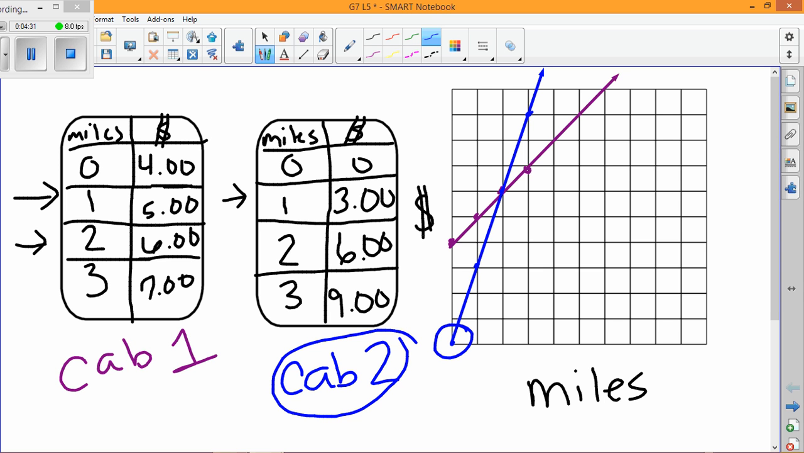And the reason for starting at the origin is because we need a constant. 0 times a number will always be 0, no matter what the number is. So this is not proportional and does not start at 0, because there's nothing times 0 to give us 4. That's not possible. So it always has to start at the point 0, 0, and it always has to be a straight line to be a proportional relationship.